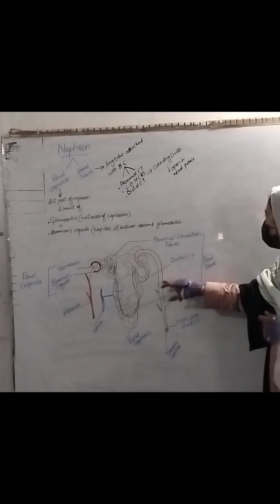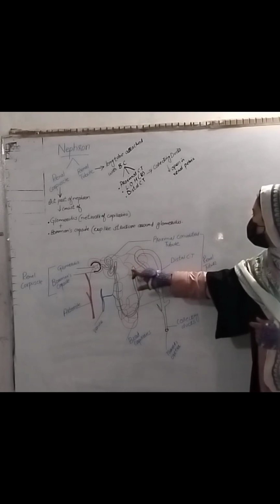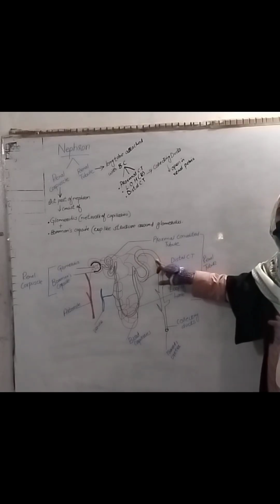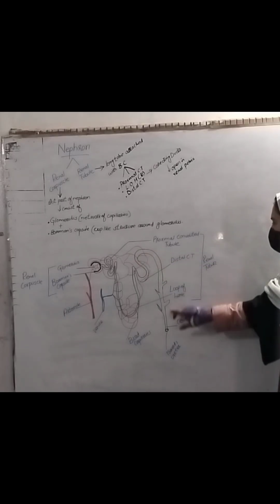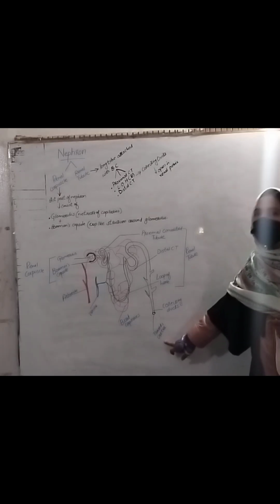This is called the distal convoluted tubule. Then this one is the collecting duct. It opens toward the ureter.